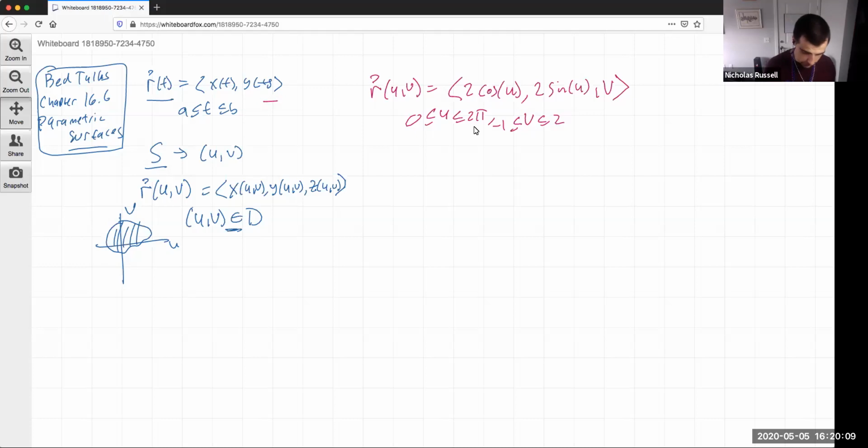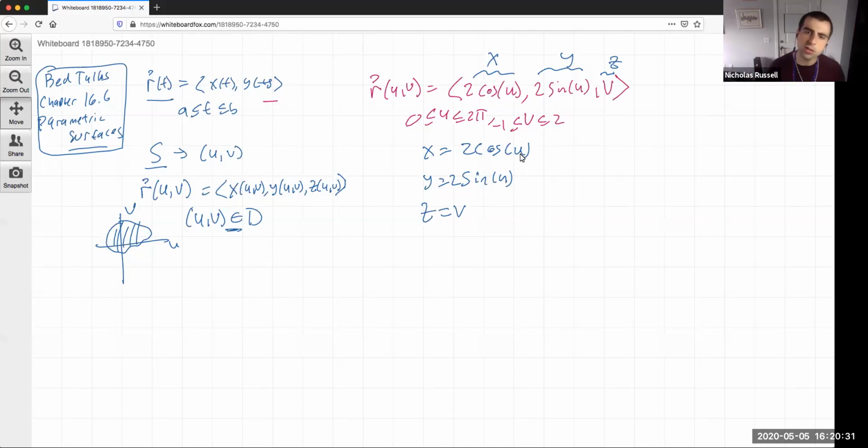So what does this actually look like? Well, there are a couple different ways we can describe these things. The first thing we want to do is note that these are my parametric equations. This is x, this is y, and this is z. So this is saying that x is equal to 2 cosine of u, y is equal to 2 sine of u, and z is equal to v.